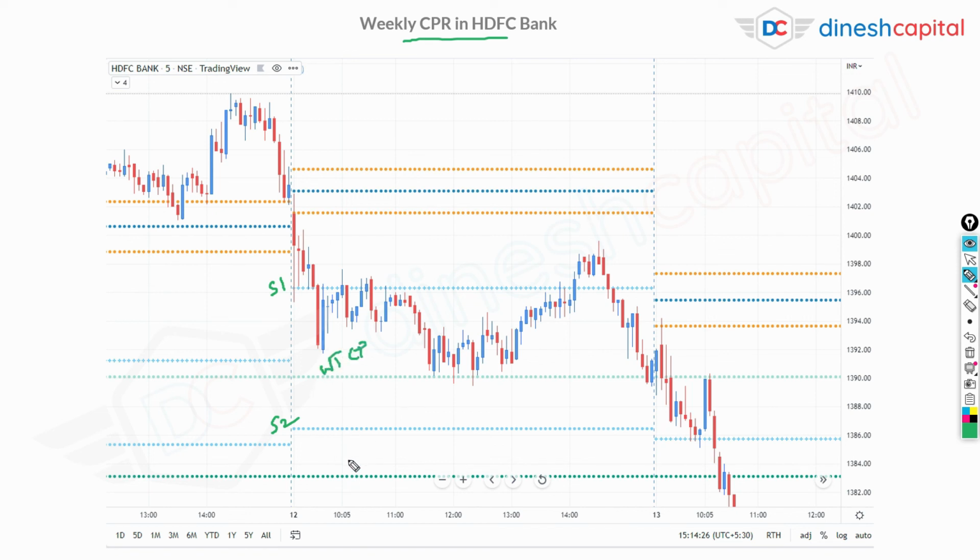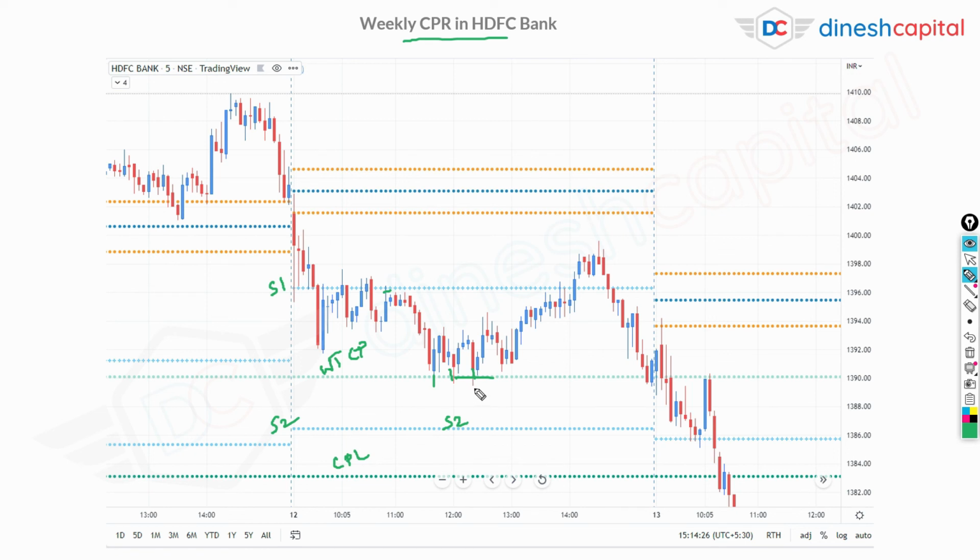The dark green is the central pivot line of the weekly CPR. Normally when the price retests this S1 level, we take a short trade with the target to S2. But in between there is a weekly CPR level. Here the price tested the top central pivot in the weekly time frame multiple times, 1, 2, almost 3 times, and reversed from there. If it has to break this particular weekly CPR level, it needs more strength and momentum.